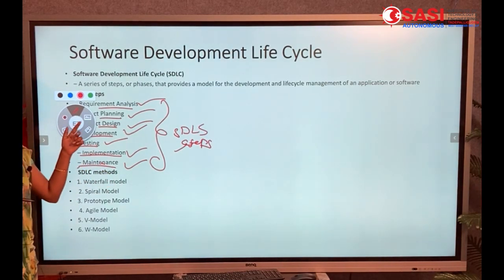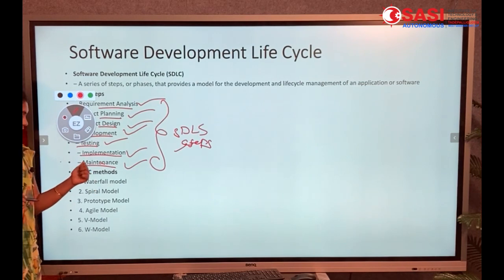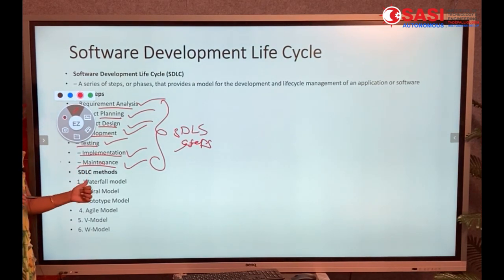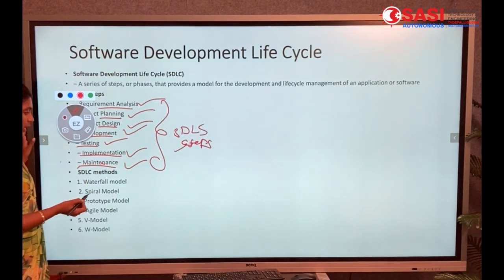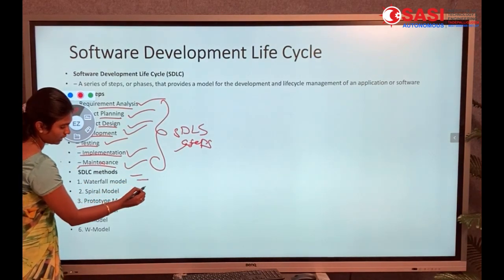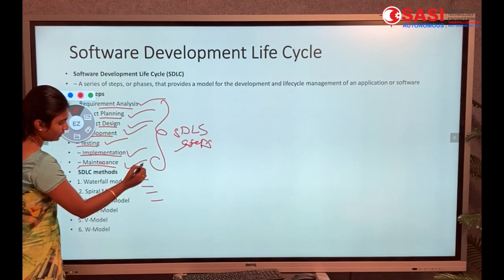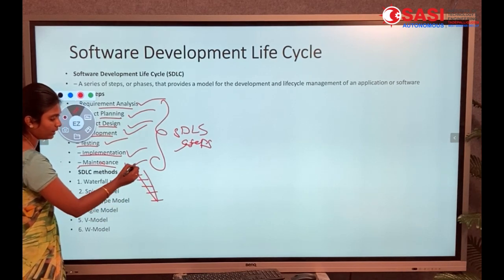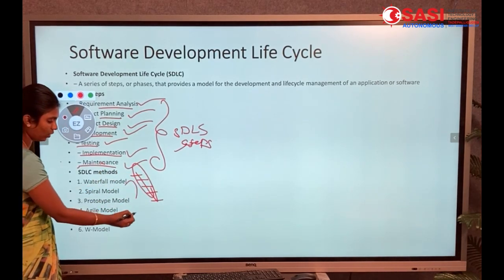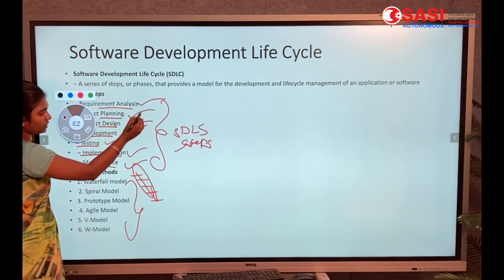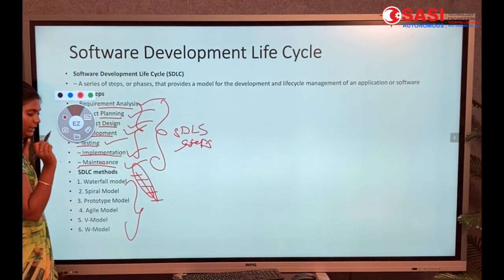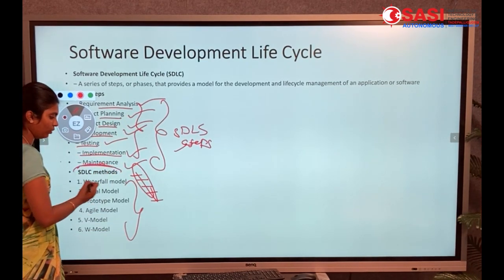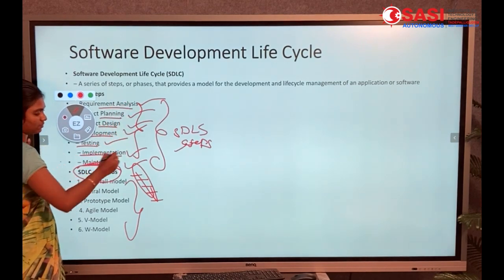These are the steps, and these are the methods. Software development lifecycle methods. We already know them, right? Waterfall model. It will look like this. These are the steps involved in the models. Remember that in all these models, all these steps are involved.